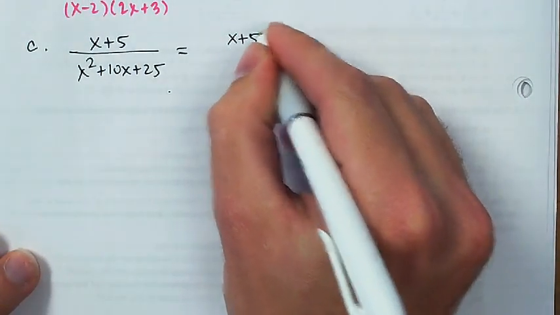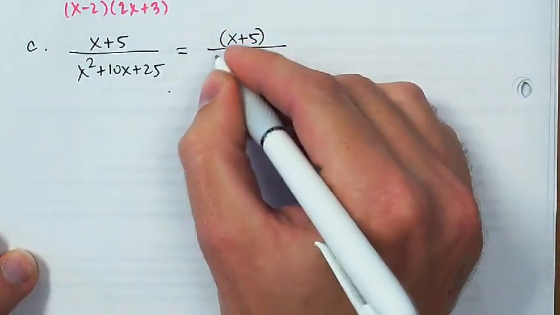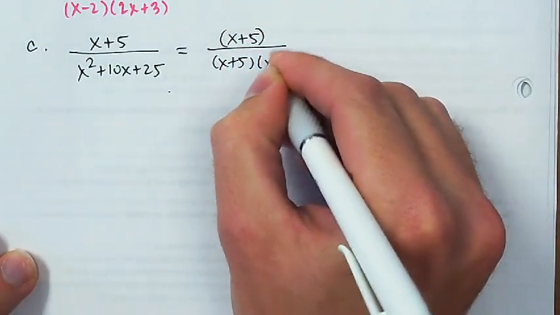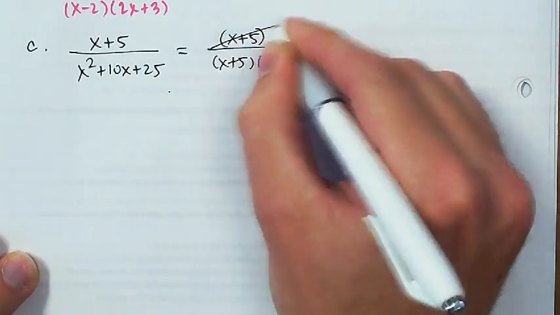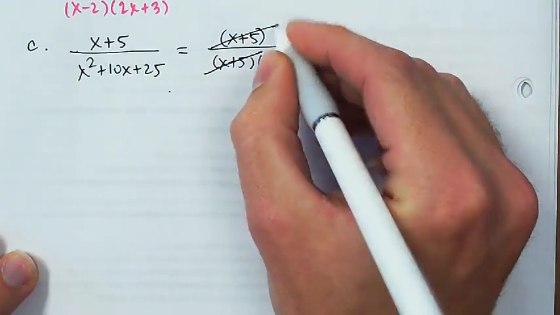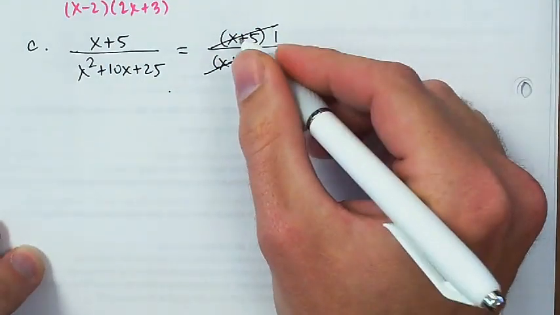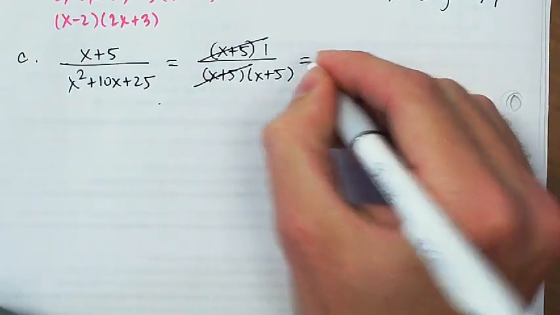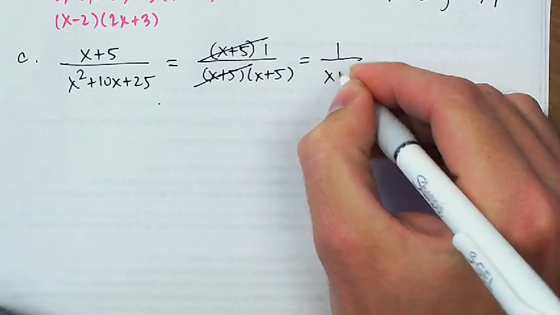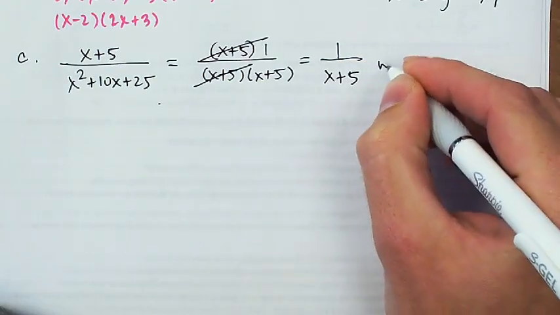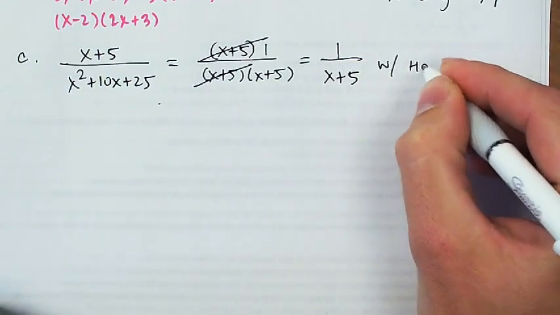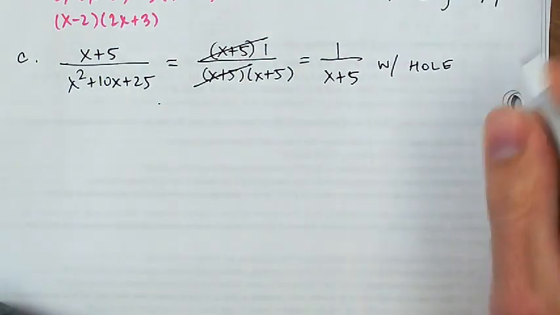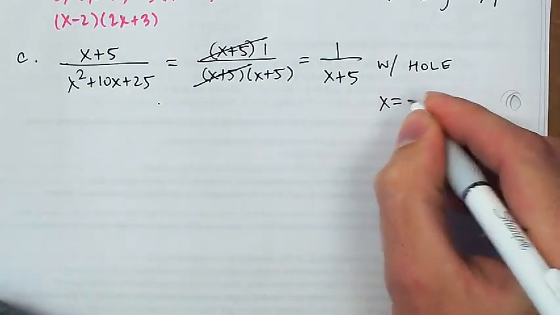So I've got x plus 5 divided by x plus 5 times x plus 5. I can cancel these off. And if I cancel these off, I'm going to be left with a 1 right here, right? Because x plus 5 is just x plus 5 all multiplied by 1. And then this is going to be equal to 1 over x plus 5 with a hole, okay, I'm glad I did this, with what we would think is going to be a hole at x equals negative 5.